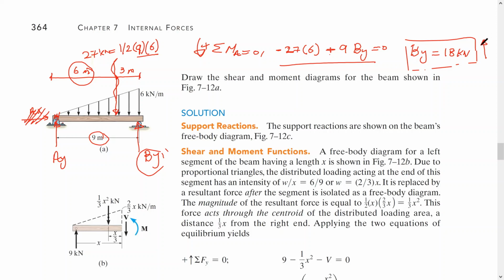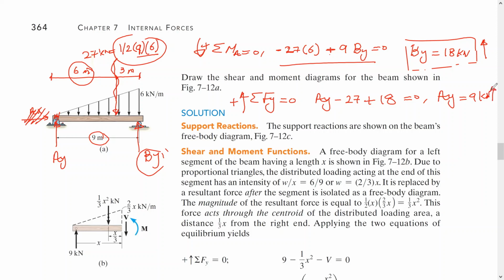Okay, then taking the summation of Fy, assuming it's positive upward, we do have Ay minus 27, the equivalent force here, plus By, which is 18, equals 0. So Ay is equal 9 kilonewton and the direction upward.